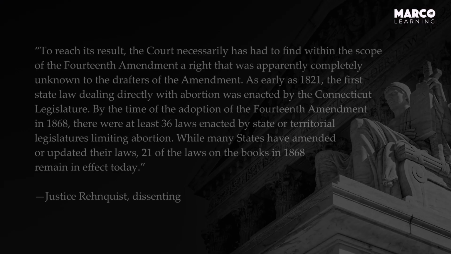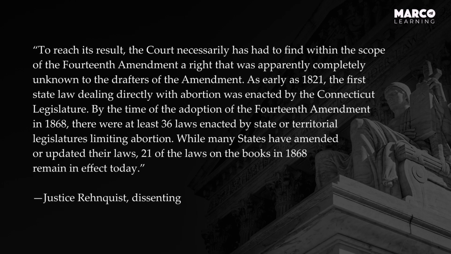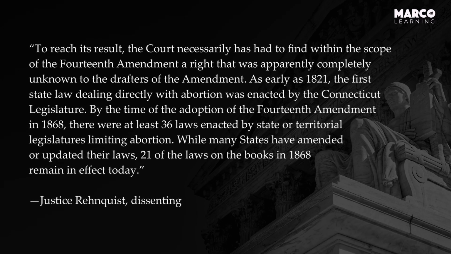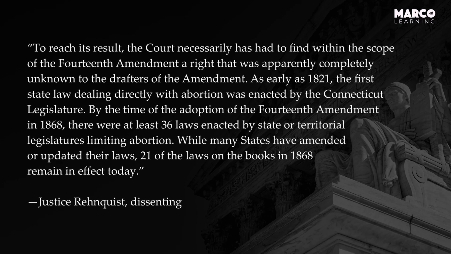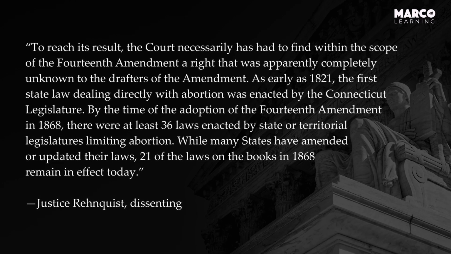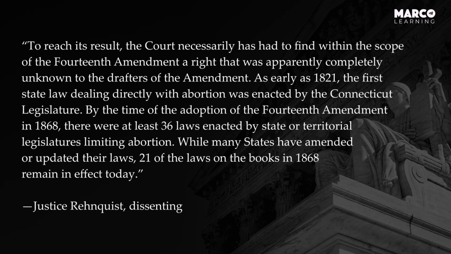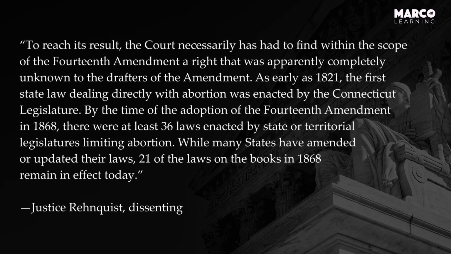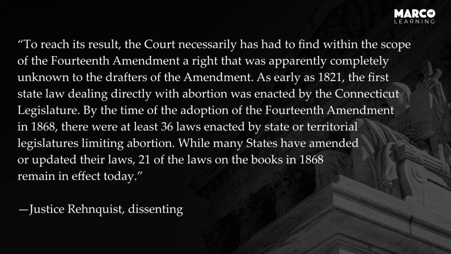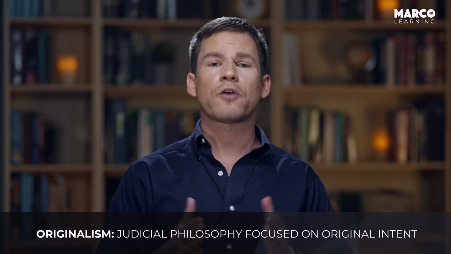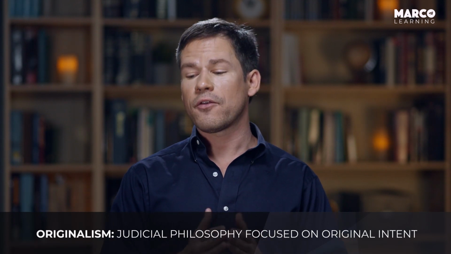Justice Rehnquist writes, "To reach its result, the court necessarily has had to find within the scope of the 14th Amendment a right that was apparently completely unknown to the drafters of the amendment. As early as 1821, the first state law dealing directly with abortion was enacted by the Connecticut legislature. By the time of the adoption of the 14th Amendment in 1868, there were at least 36 laws enacted by state or territorial legislatures limiting abortion. While many states have amended or updated their laws, 21 of the laws on the books in 1868 remain in effect today." So it's important to note here that when we see analysis like this, we are seeing that a judge is using the doctrine of original intent, or otherwise known as originalism.